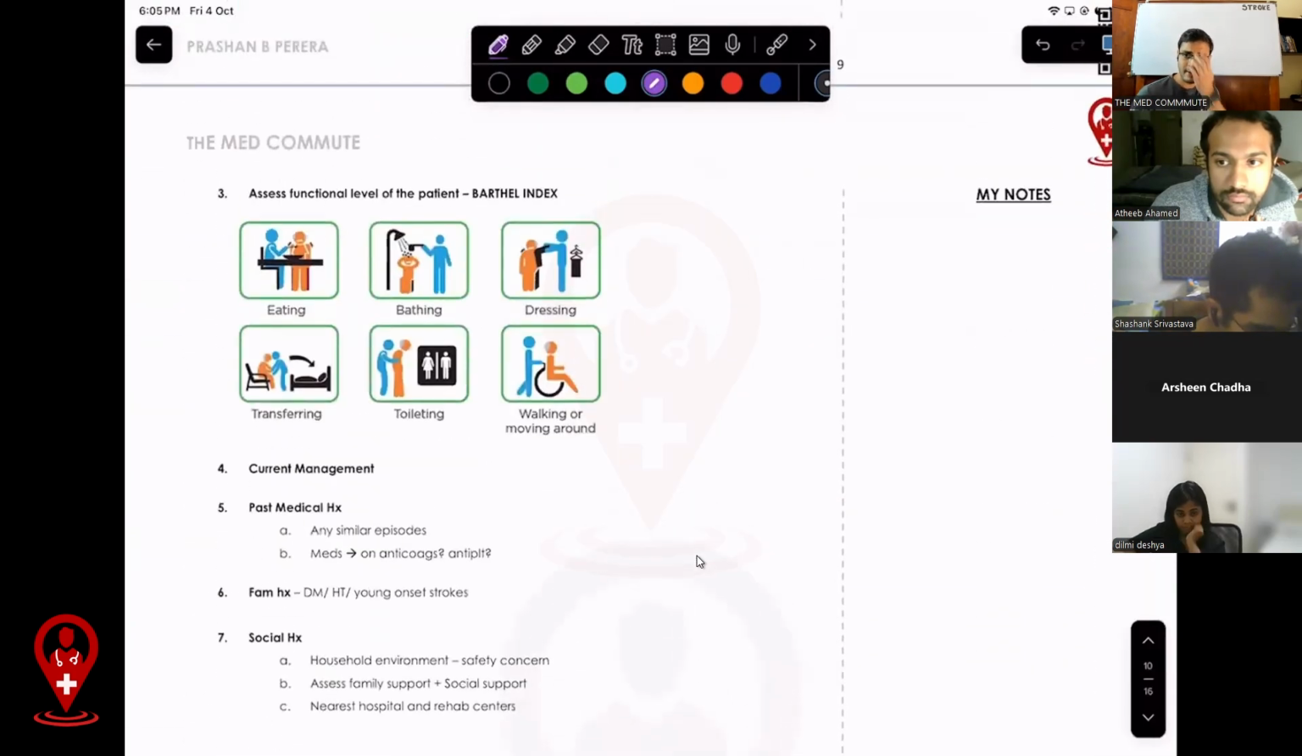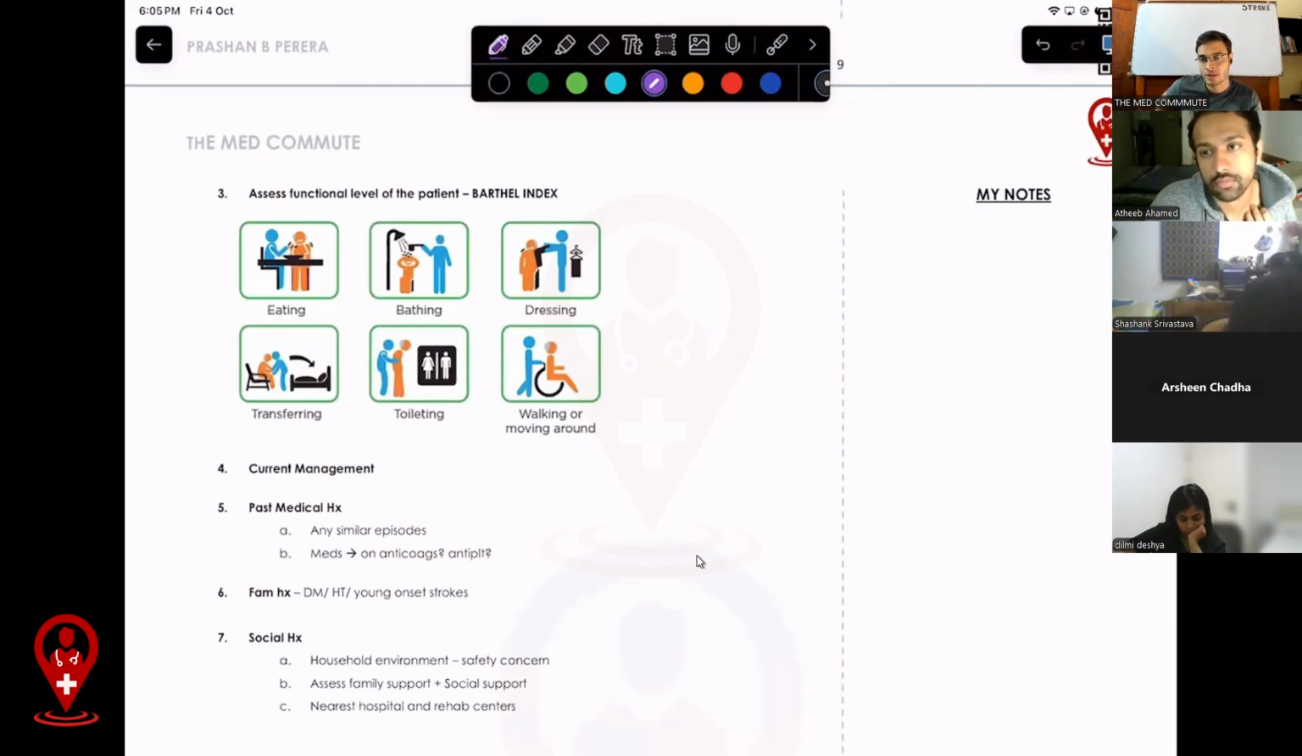So what are we assessing by this, guys? The patient's reduction in quality of life due to the stroke. Then you ask, the patient is presenting to you after coming to the hospital until you came and met the patient. What has been done? This is our current management. Because if the patient has already been on thrombolytics, you don't want to start again. You have to know what to do and what not to do next.